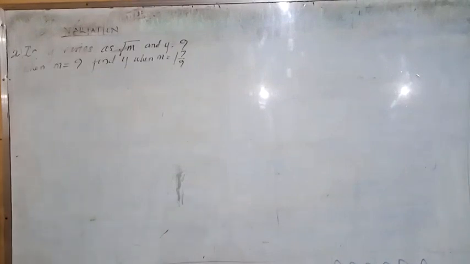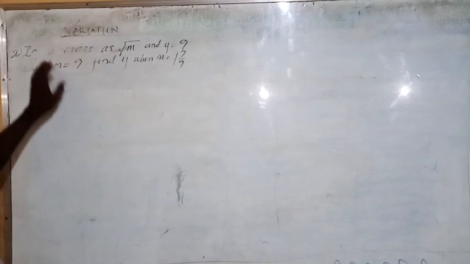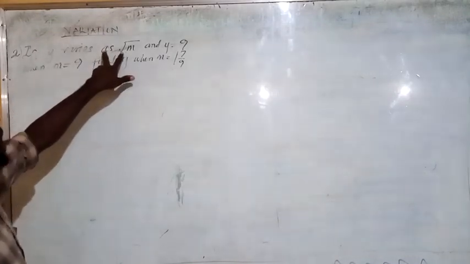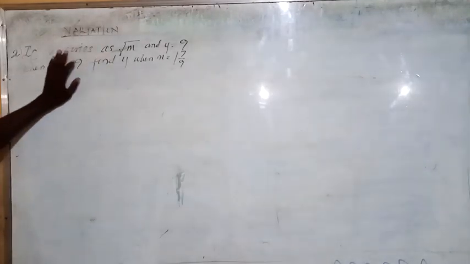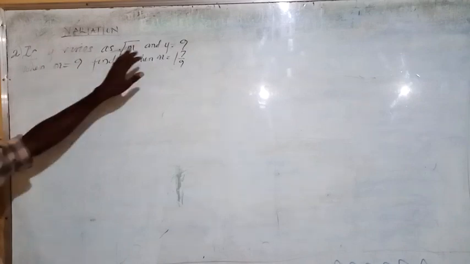Alright, look at the second question. It says if y varies as square root of m. So this is a direct variation, since it didn't say inversely or whatever. Since it just says y varies as this, then we know it is a direct variation.